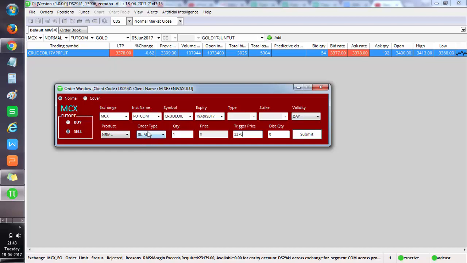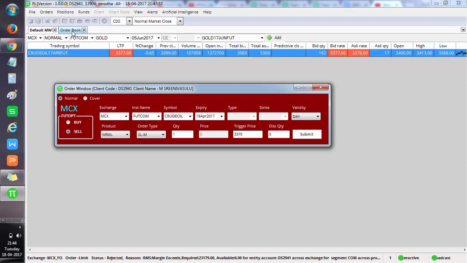Okay, stop loss market. Stop loss market means the system will wait for just the trigger to happen, the trigger of 3370. Once the trigger of 3370 is reached, your stop loss will get triggered around the same price, because the system will send a market order to the exchange. Remember, in SLM, once the trigger price is reached, the system will send a market order to the exchange. That's why we call it an SLM order. Okay, so I click on submit. Then the SLM order will be placed, and you can see that as a pending order in the order book.